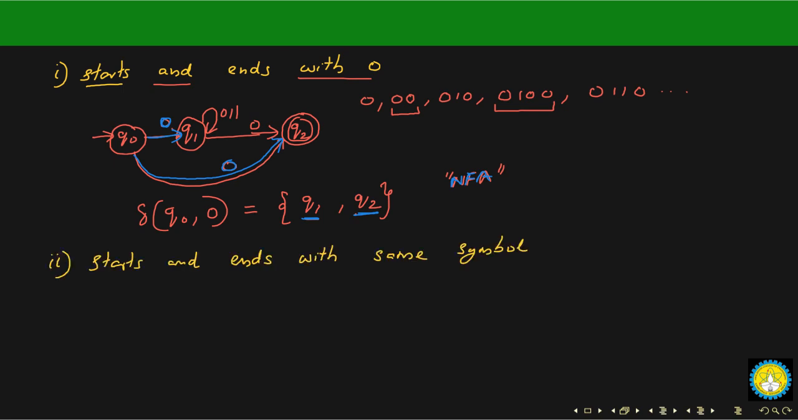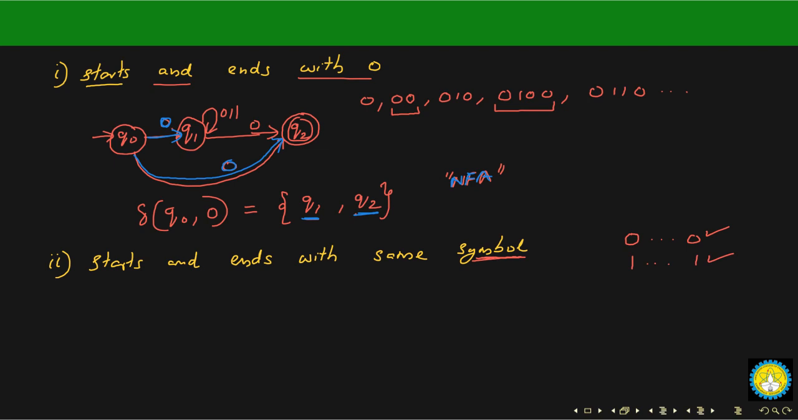So let's move to the next question. This is also slightly tricky. It says that we have to accept binary strings that start and end with the same symbol. It doesn't say starts and ends with 0 or 1. It is only mentioned that it has to be the same symbol. So all the strings that start with 0 and end with 0 have to be accepted. Similarly, all the strings that start with 1 and end with 1 have to be accepted. So our NFA should be designed in such a way, right?